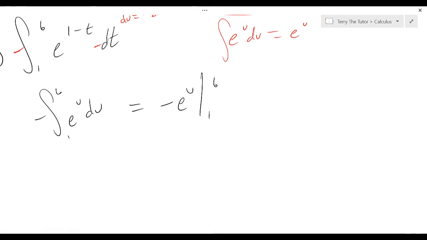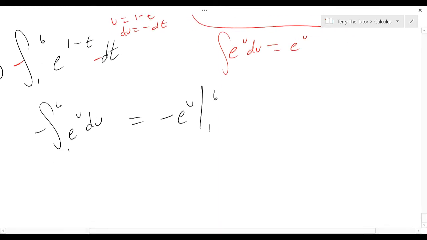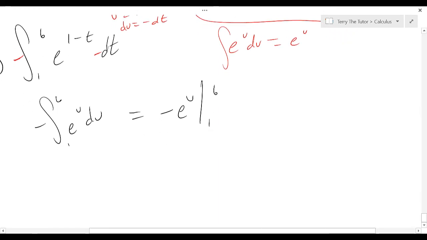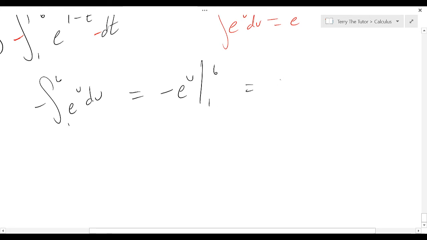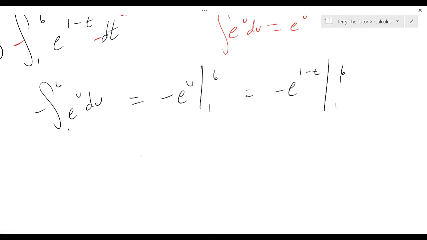And let's plug in our u. We get 1 minus t. So equals negative e to the 1 minus t from 1 to 6. And then we've got negative e to the 1 minus 6, which is negative 5, so e to the negative 5. And we've got minus negative e to the power of 1 minus 1, which is 0.